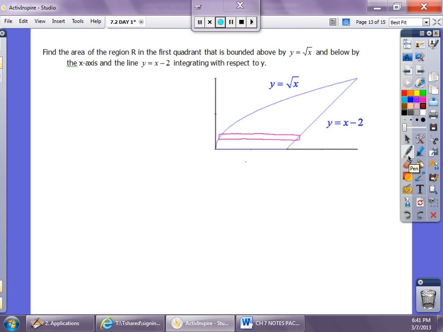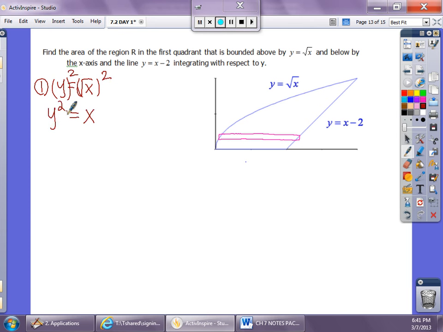So given this problem, you are going to do it as a dy problem, so we're going to follow the exact steps. My first step is that I need to switch my functions. Well, this is root of x, so I'm going to square both sides. And when you square both sides, you don't use a plus or minus.